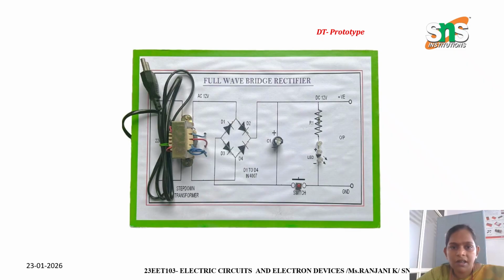Third one is with filtration. It's a basic prototype of your full wave rectifier. This is a transformer, this is a capacitor, the LED acts as a load, and this acts as a switch.